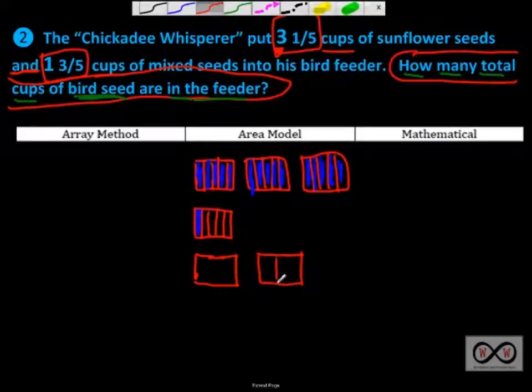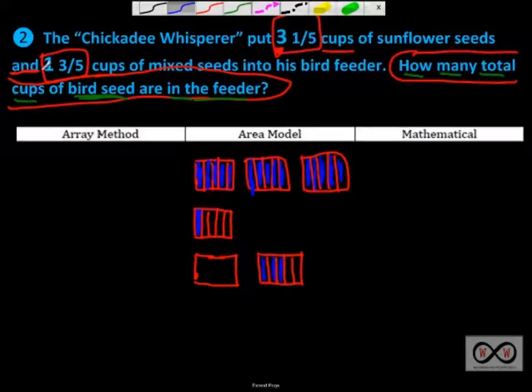So I'm going to show fifths here. 1, 2, 3, 4, 5/5. There we go. That's good. And then we actually had how many shaded in? Let's see. One whole and 3/5 of another. So there's 1/5, 2/5, 3/5. There we have it.